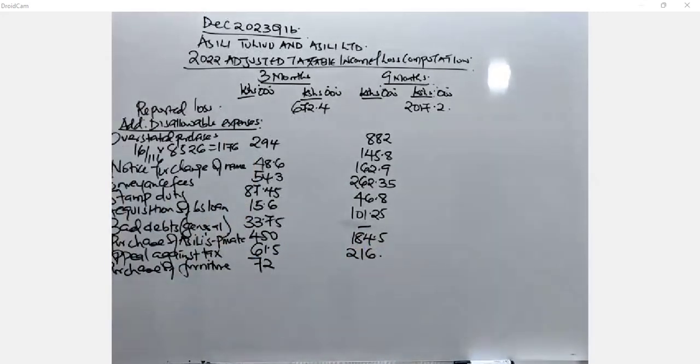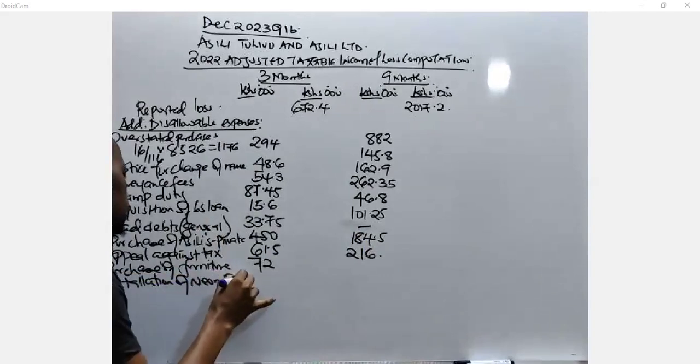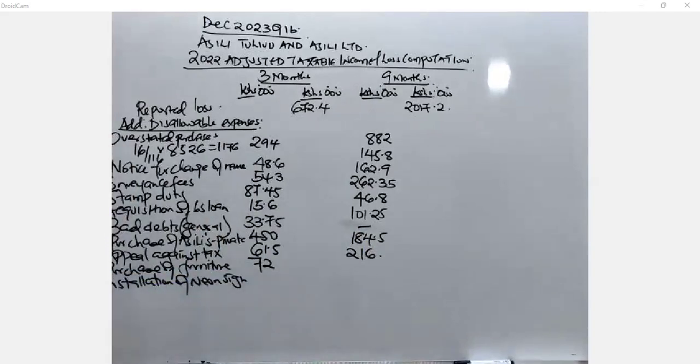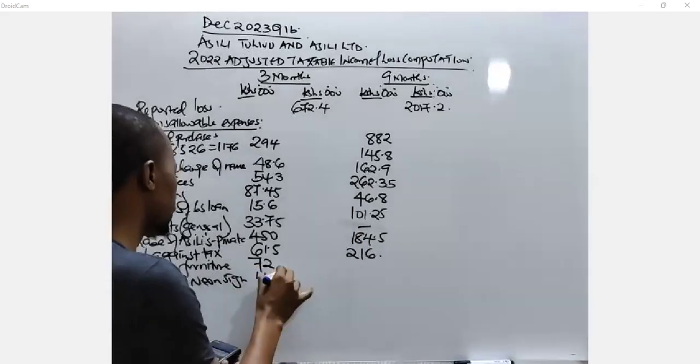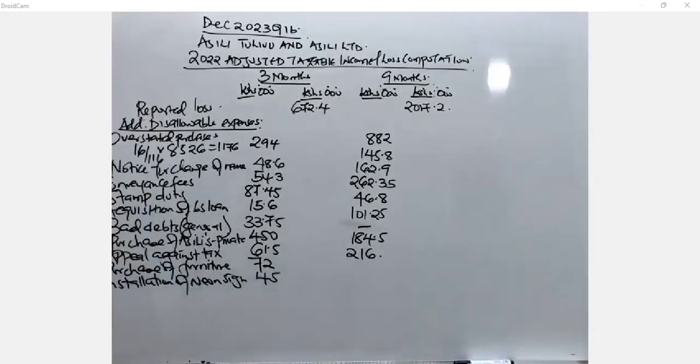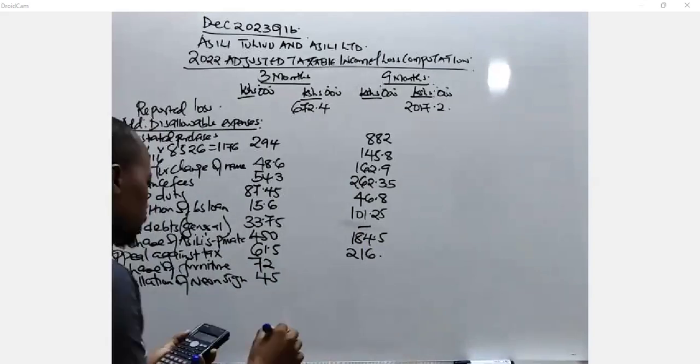The other one, we have the installation of neon sign. The installation of neon sign is how much? We have been given 180 times 3 divided by 12, getting 45. Then the other one, we have 180 minus my answer now, getting 135.